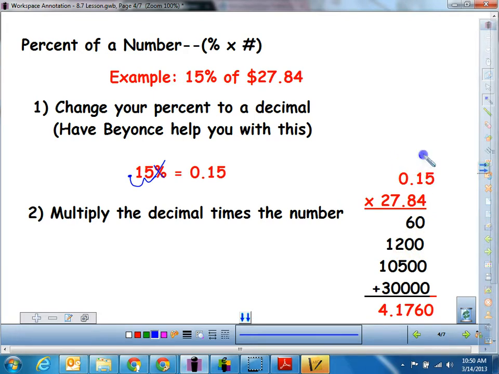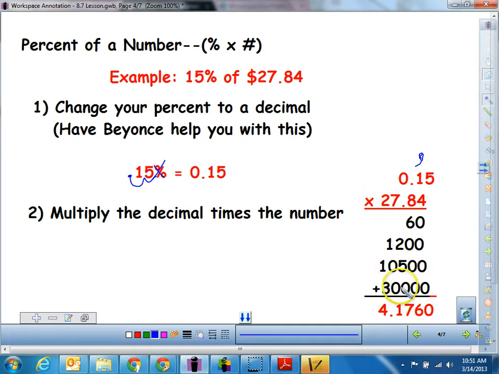I'd have a 4 up here. 8 times 1 is 8 plus 4 gives me 12. 7 times 5, I've moved in twice. That equals 35. So I'd have a 3 up here now. 7 times 1 is 7 plus 3 is 10. And last but not least, I'm on to the 2.